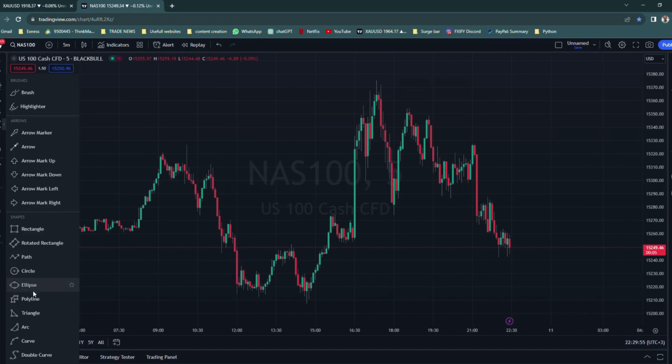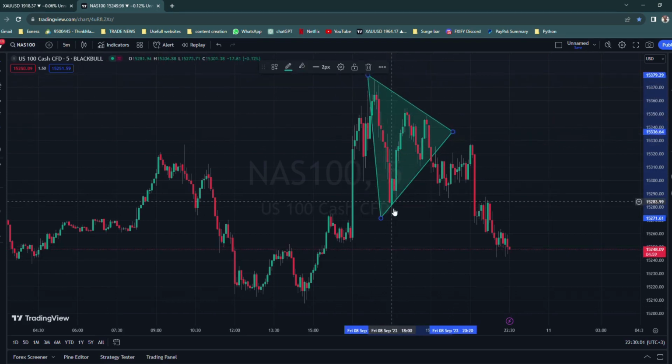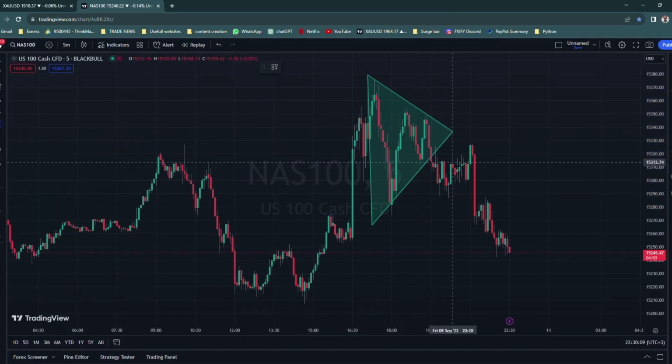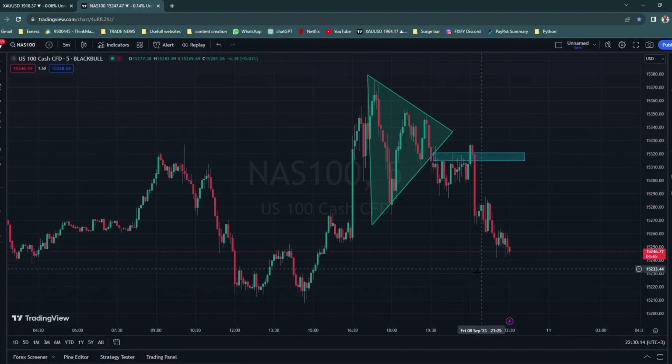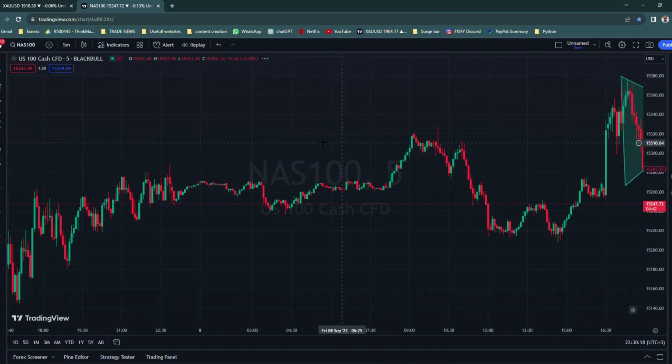I'm seeing something else here before we close our video today. Let me just highlight this symmetric triangle right here that broke to the downward side, and then it came back to where the price broke from, and you saw how that move was created right there.